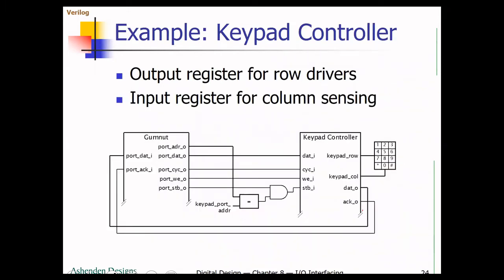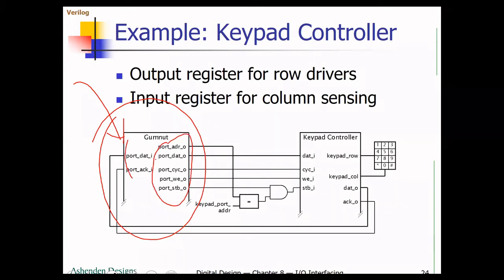So you can understand the circuit. Here, this is your GUMNet processor. The GUMNet processor has these Wishbone interface signals. And your keyboard controller or keypad controller, this is your IO device. This is your controller.